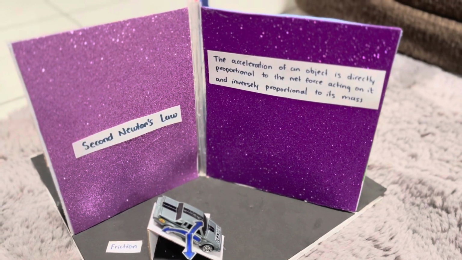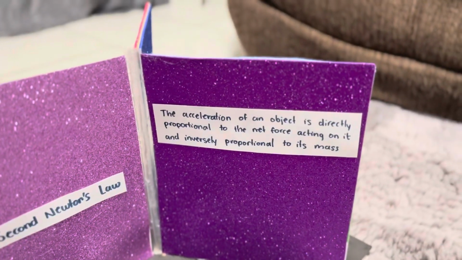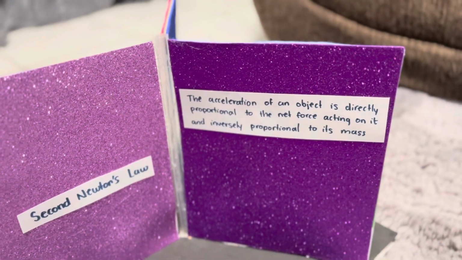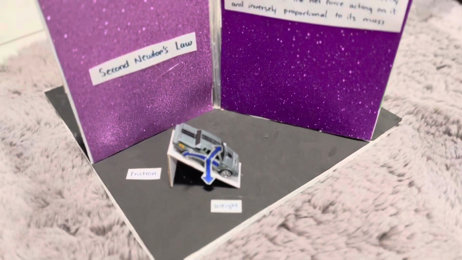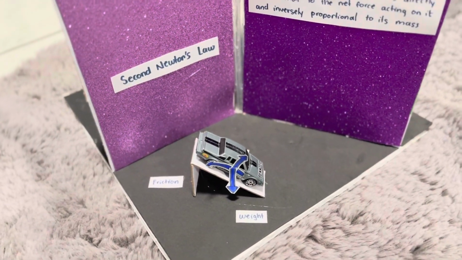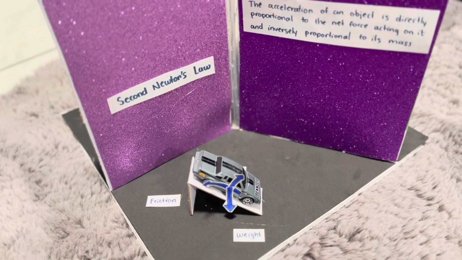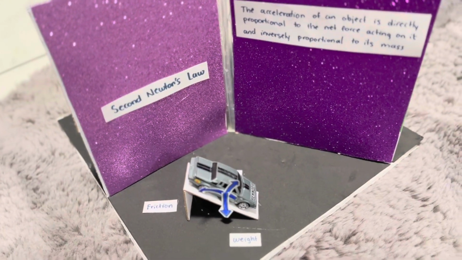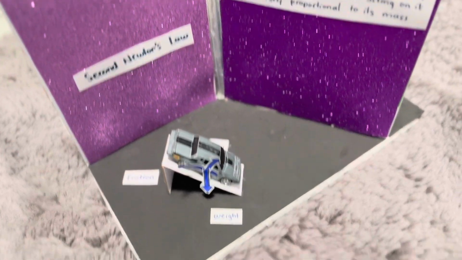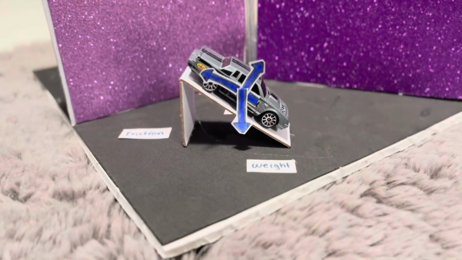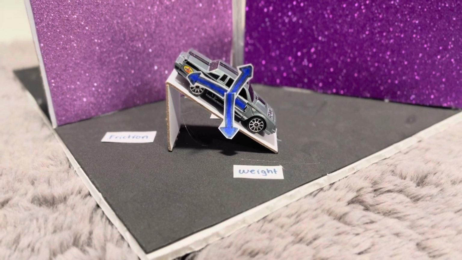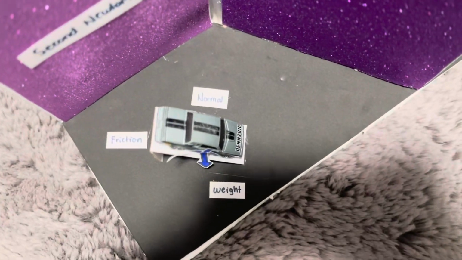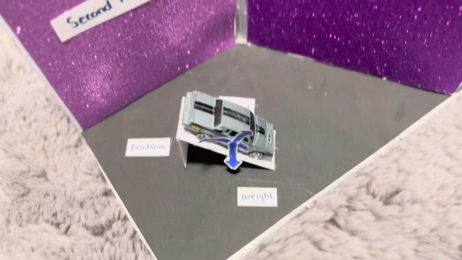In Newton's second law of motion, the acceleration of an object is directly proportional to the net force acting on it and inversely proportional to its mass. So basically we can state that if mass is always constant on the system, the more force you apply on the object, the more the object is going to accelerate, as explained here in this little model, with the arrows explaining which force is acting on it. In this case, normal, friction, and weight.